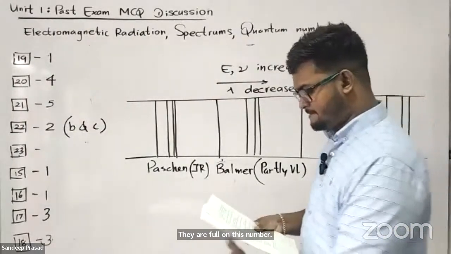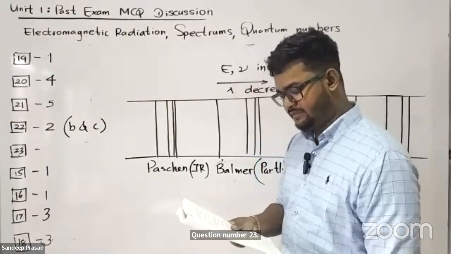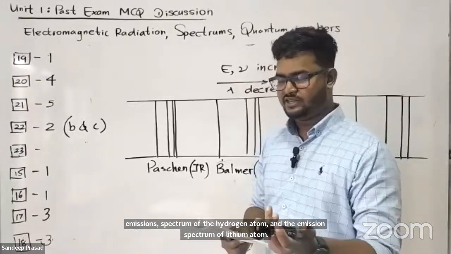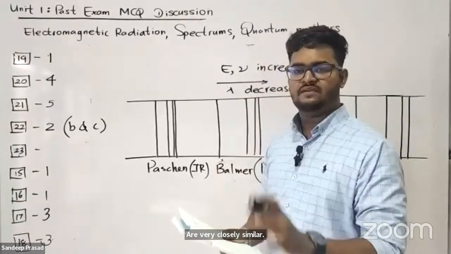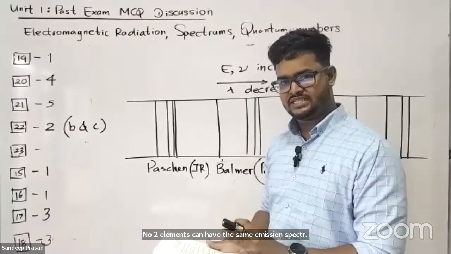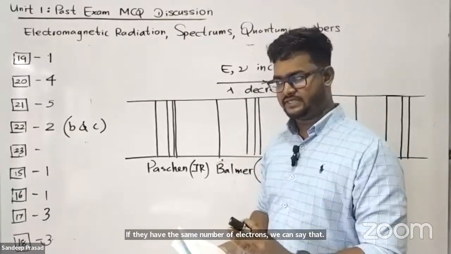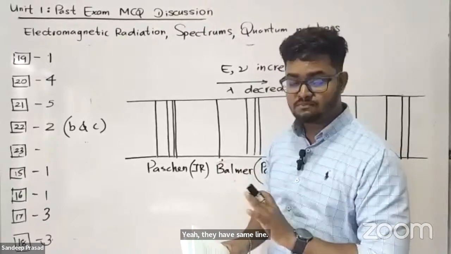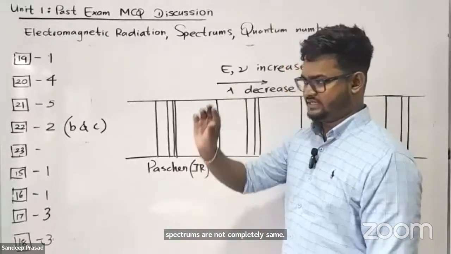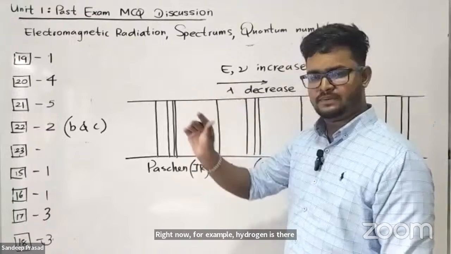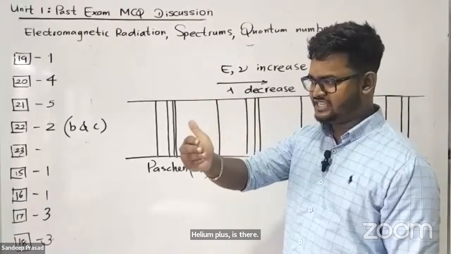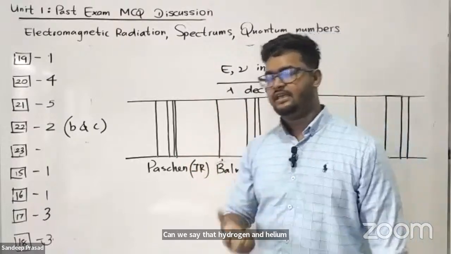Question number 23. The emission spectrum of the hydrogen atom and the emission spectrum of lithium atom are very closely similar. Wrong, right? I told you that no two elements can have the same emission spectrum, right? If they have the same number of electrons, we can say that yes, they have the same line patterns, but their emission spectra are not completely the same. In the value-wise, if you take the energies, for example, hydrogen is there, helium plus is there, because helium plus is also having just one electron. Can we say that hydrogen and helium plus both have the same emission spectrum?